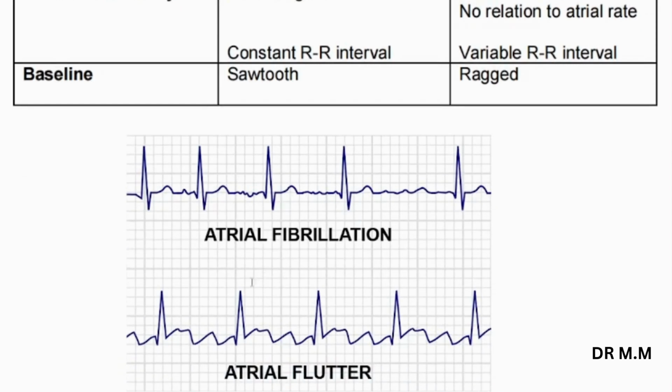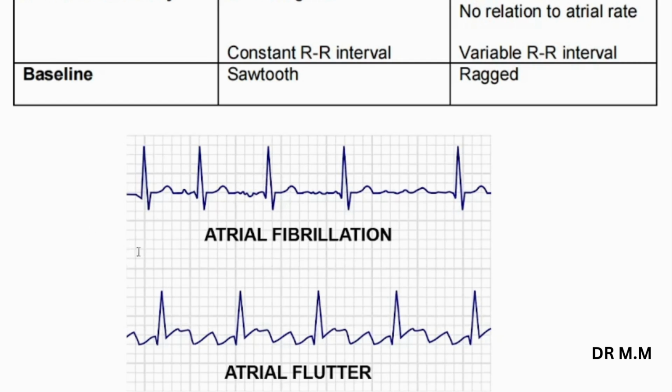In atrial flutter, the ventricular rate is regular, and we have a constant RR interval, as we can see in atrial flutter. The RR interval is constant, and the rate of the ventricles is regular. But in atrial fibrillation, the rate is variable, as we can see here. The rate of the ventricles is variable, there is no relation to the atrial rate, and the RR intervals are also variable, as we can see here.